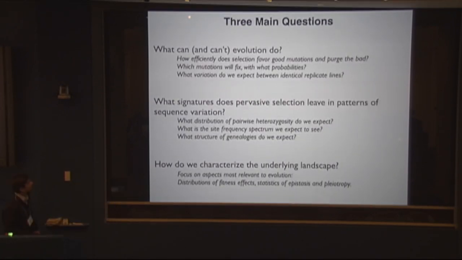I think I've probably summarized the sorts of questions we want to address. But basically, just to emphasize, what do we want to do? We want to understand how efficiently evolution picks out the best solutions. What is the probability a mutation will fix? How similar or different are mutations in replicate lines?